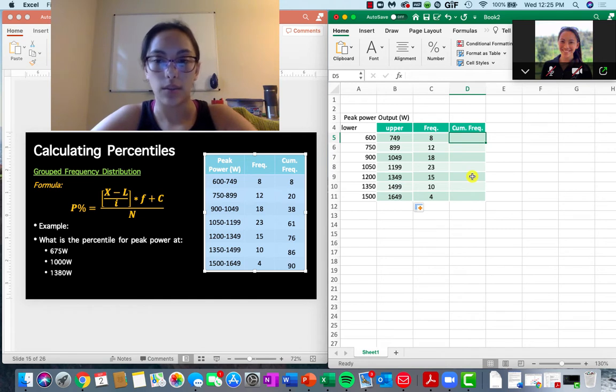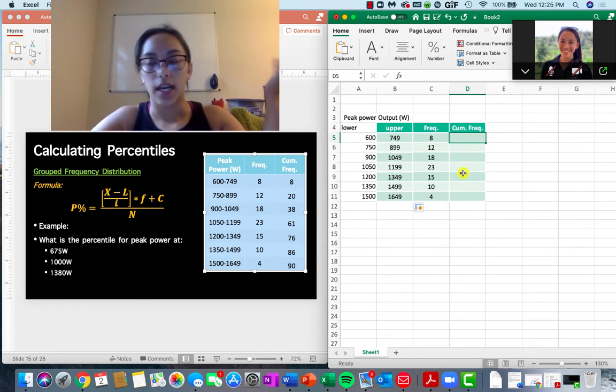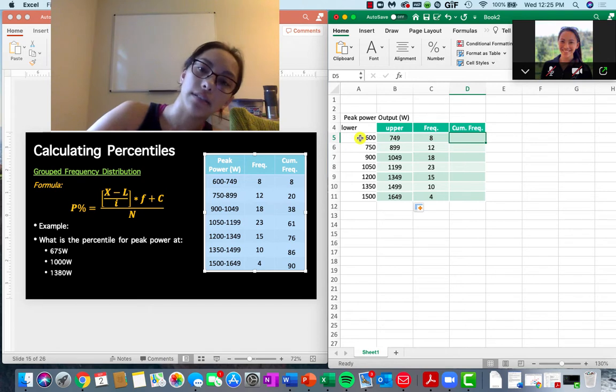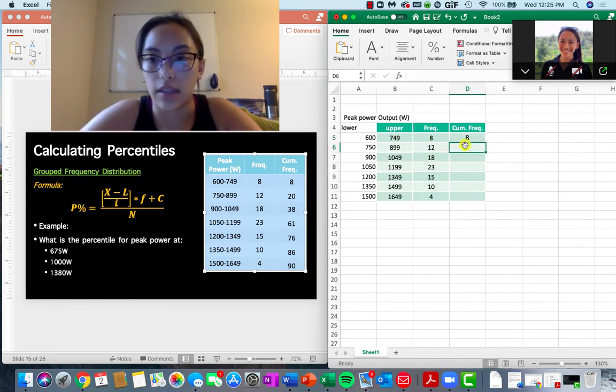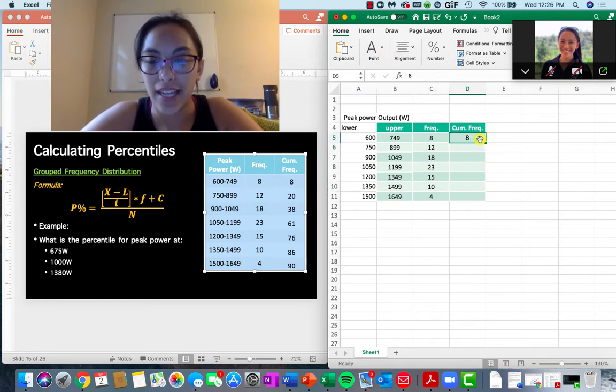So again, the way that we go about calculating cumulative frequency is we say from the worst score, what is the frequency, right? So in this case, the lower power output means you had less peak power output. So our frequency at the lowest grouping is 8. And then from there, let me make sure these numbers are the same size. Okay.